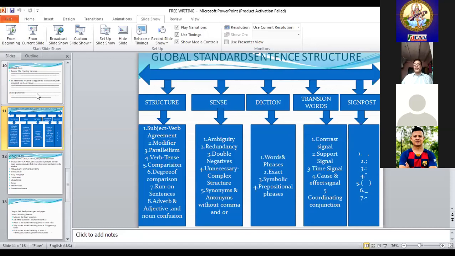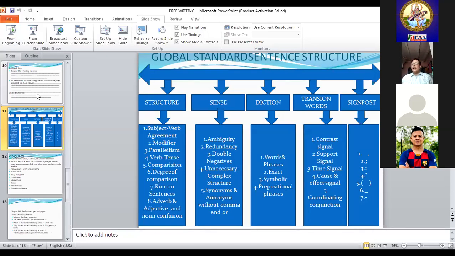Unnecessary complex structure, like "it is that education." It's always wrong. Why don't you start with education at the beginning? Education is the vital part for most nations. Education is the backbone of nations. Why would you write "it is that"? Is it necessary to write it? These sorts of structures are always unnecessary for essay writing. Synonyms and antonyms without comma, and, or or: you write synonyms of any words without a comma, without "and," or without "or." This is also totally wrong.